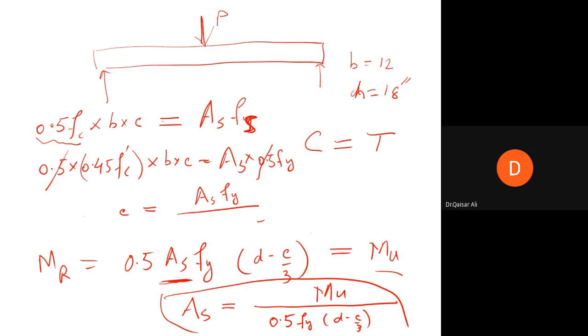divided by what? Divided by 0.45 FC prime and B. This is your equation number. If this was equation number 1, this will be equation number 2. ठीक है? If this was your equation number 1, this will be your equation number 2.